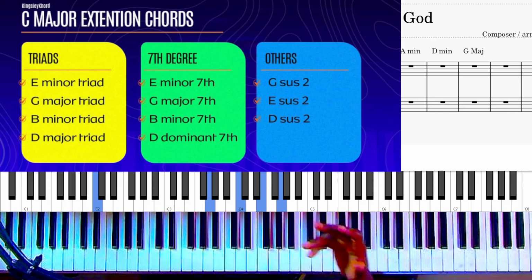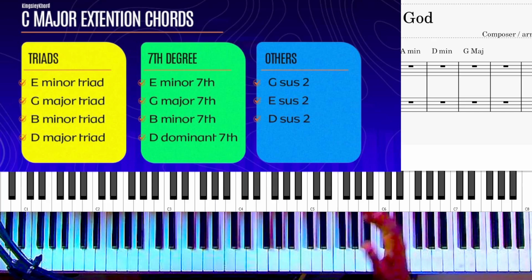We have E minor triad, we can play on the right. G major triad, B minor triad, D major triad. For 7th chords, we have E minor 7th, G major 7th, B minor 7th, D dominant 7th, right? For others, we have G sus2, we have E sus2, we have D sus2. There are a lot of options.